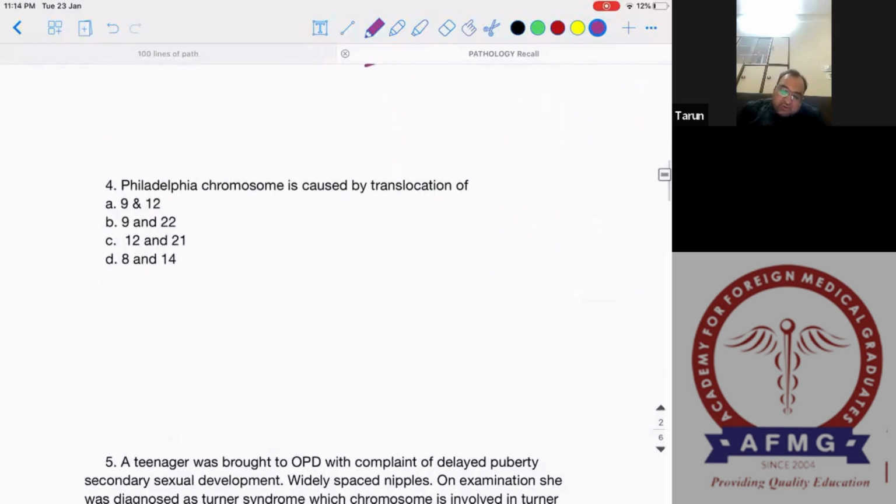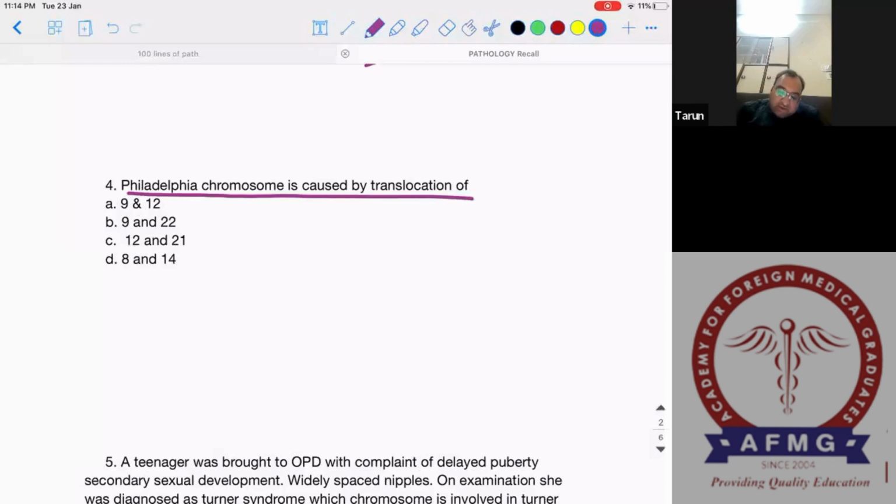Again, I uttered this question in the class, that Philadelphia chromosome is caused by the translocation of. I told you in that class that even if you want to remember only one translocation in whole medicine, whole pathology, then the translocation should be the 9;22 translocation. Again and again, I uttered the same thing in your class, that always go with this translocation. This will be there in your exam. I told you in the class that every one and another year you will get a question based on two important translocations. One is 9;22 and the second is the 8;14 translocation.